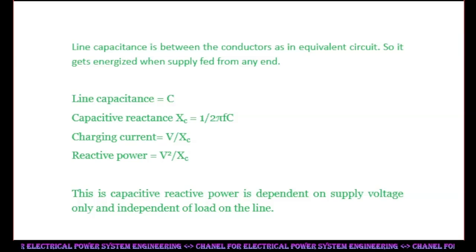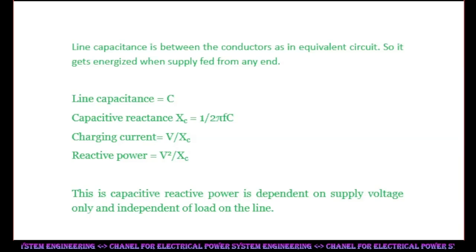Line capacitance is between the conductors, as in the equivalent circuit. So it gets energized when supply is fed from any end and draws charging current. Line capacitance is equal to C. Capacitive reactance XC is equal to 1 divided by 2 pi FC. Charging current is equal to V divided by XC. Reactive power is equal to V square divided by XC. This capacitive reactive power is dependent on supply voltage only and is independent of load on the line.